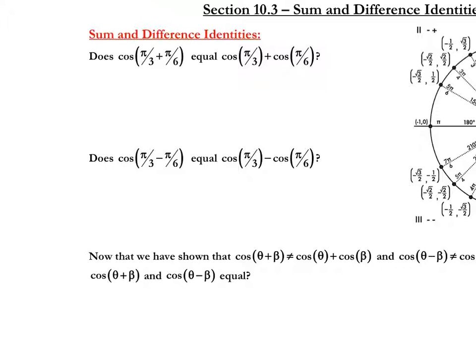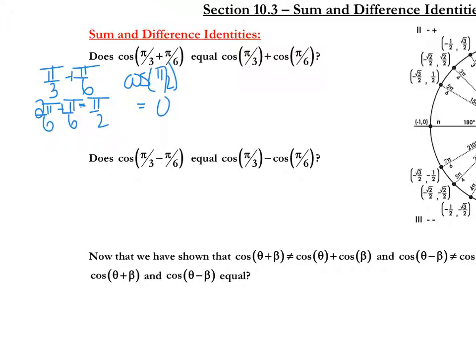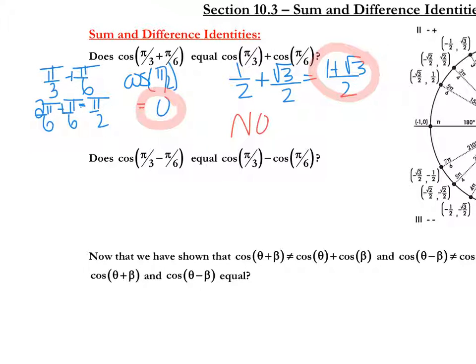If we take a look at the first example, it just wants to do a little discovery: do the two equal each other? So if we do some work off to the side, pi over 3 plus pi over 6 is 2 pi over 6 plus pi over 6, which is just pi over 2. So cosine of pi over 2 equals 0. Okay, so now what if we separate those? Cosine of pi over 3 is going to be 1/2 plus root 3 over 2. If we put that together, that's 1 plus root 3 over 2. Are these two equal to each other? The answer would be no.